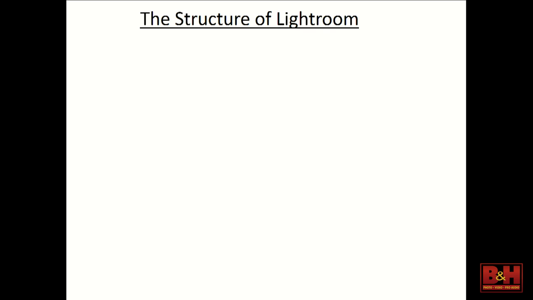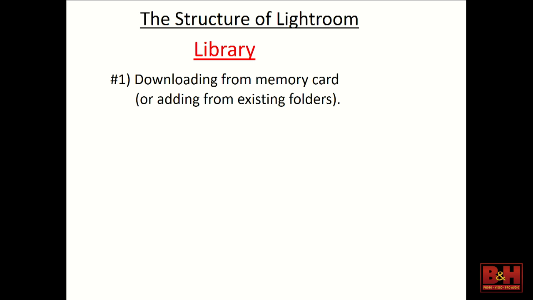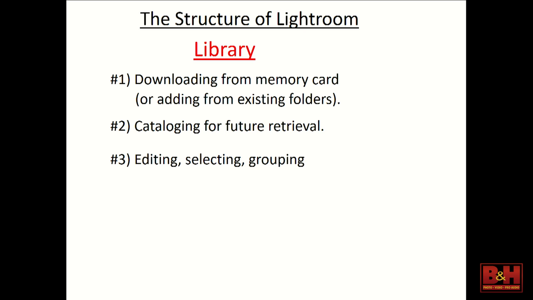So the main module that we use right away is called the library module. And the first thing is you use it for downloading initially, either from a memory card or from existing folders that are in your computer. You also use the library for future retrieval to find your pictures. You also use it for editing and selecting, picking out the good ones, the bad ones, the ones you may want to use, the ones that are going into the book, the ones you want to email.